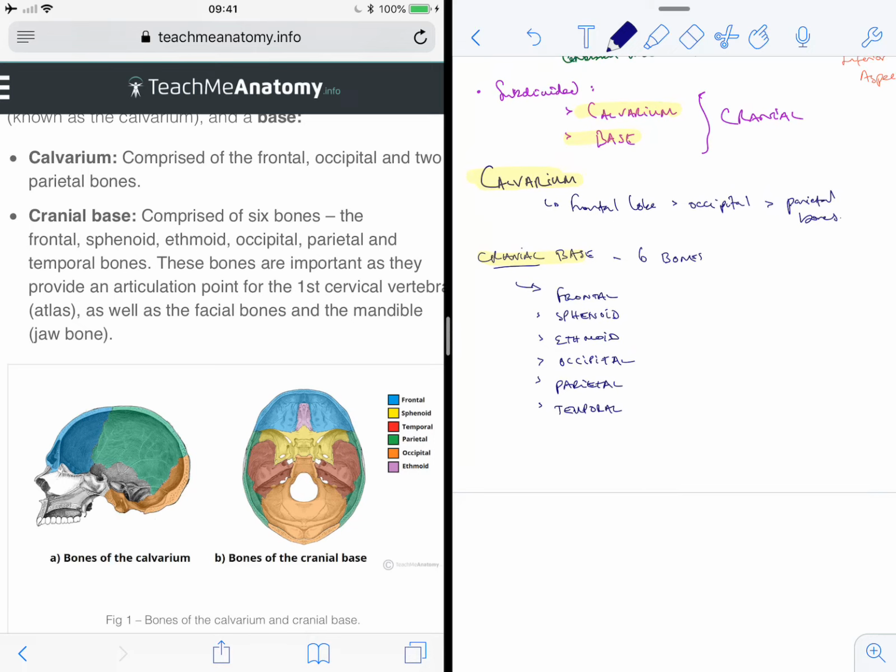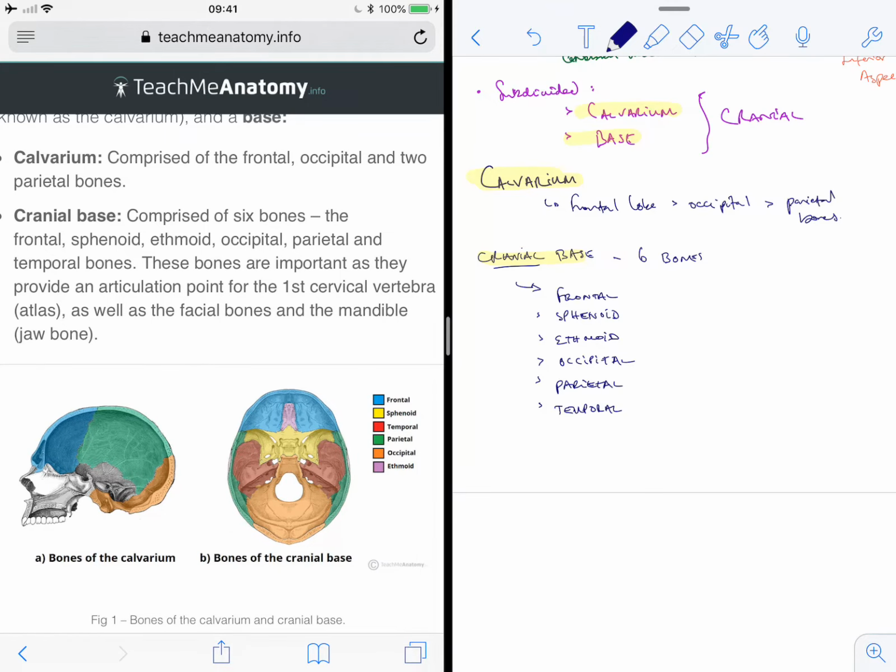These bones are important as they provide an articulation point for the first cervical vertebra, as well as the facial bones and the mandible, the jawbone. I think most people know that the mandible is the jawbone. And the first cervical vertebra.